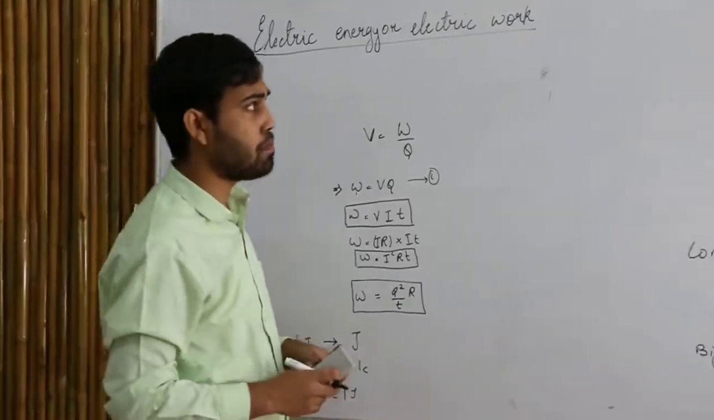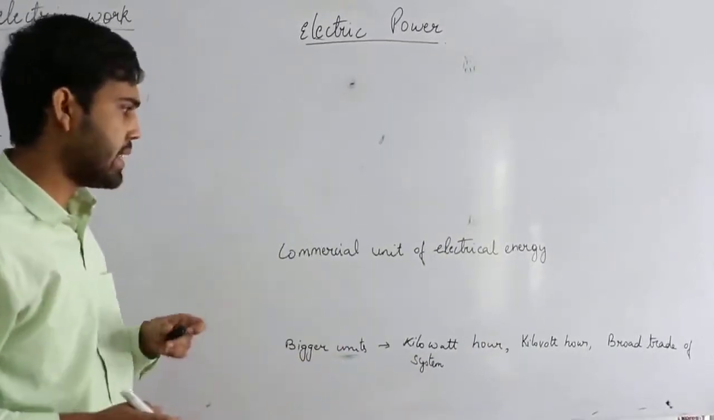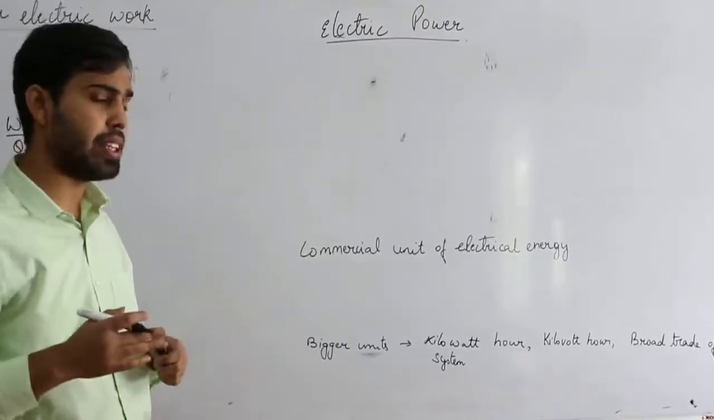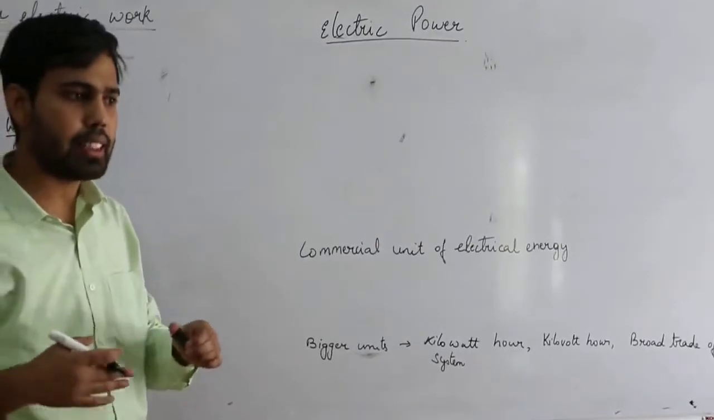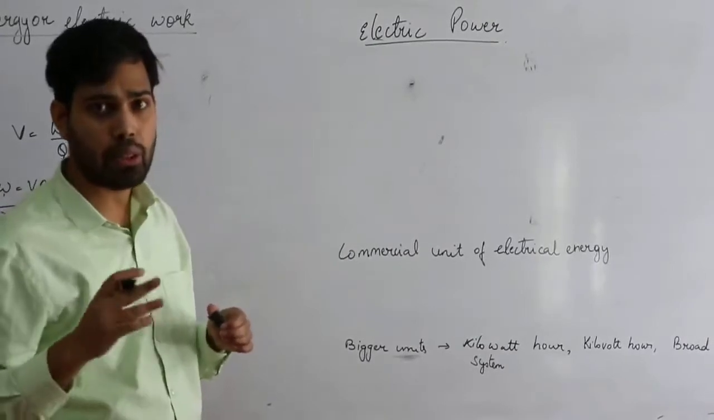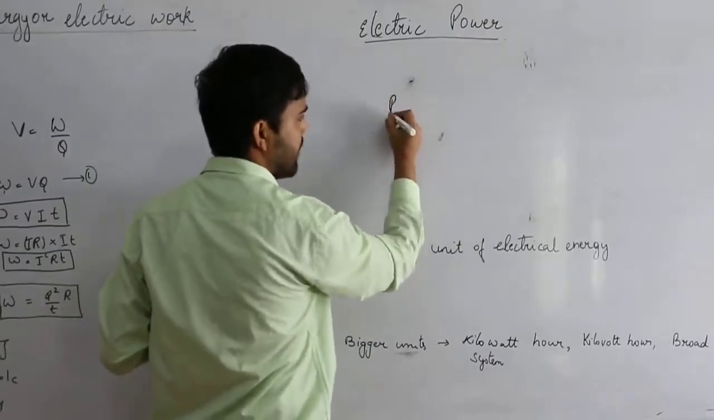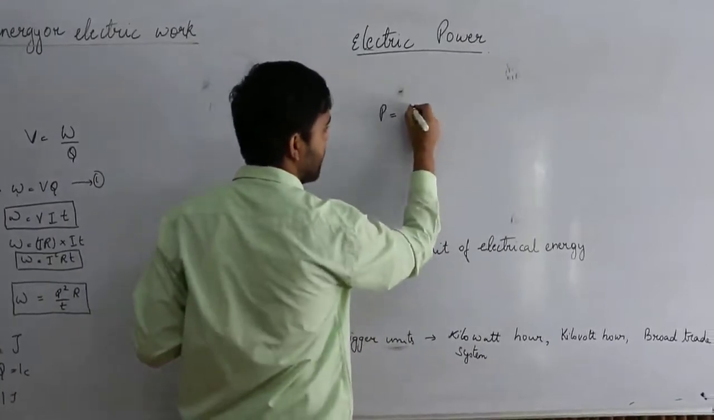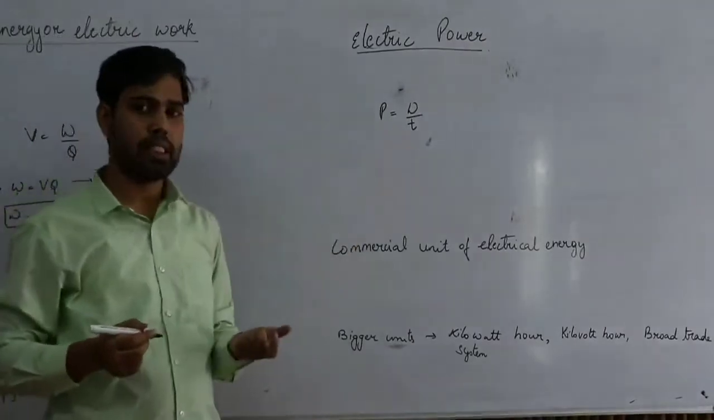So coming to electric power now. What is electric power? Electric power is basically the rate of doing electrical work. Or in other words, I can say how much electrical work is being done in 1 second. So basically, it is the amount of electrical work done in 1 second. Mathematically, I can represent electric power as P is equal to the electrical work done, W by T. So this is the mathematical representation of electric power.